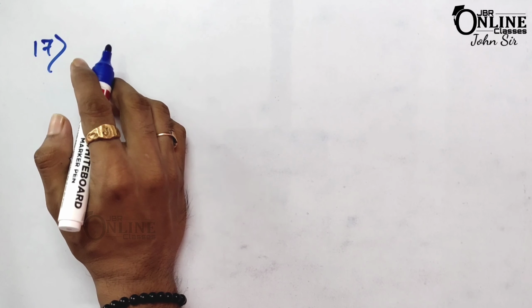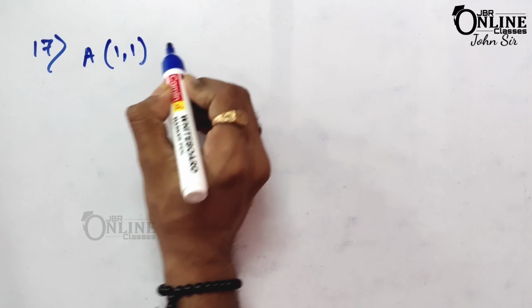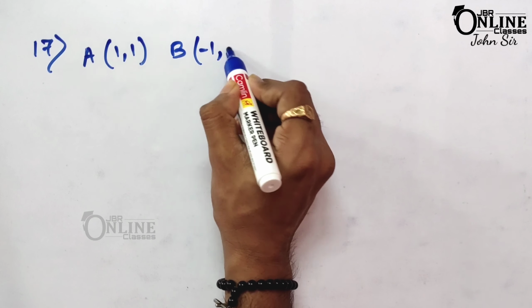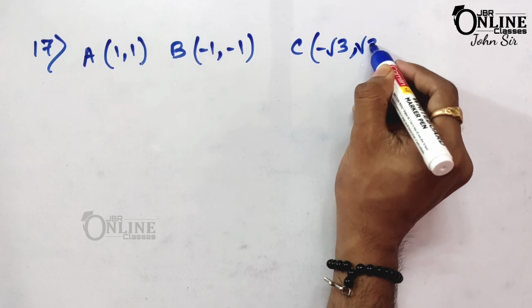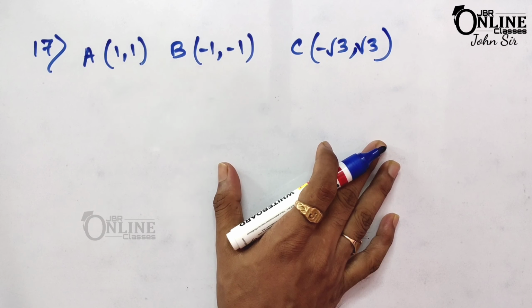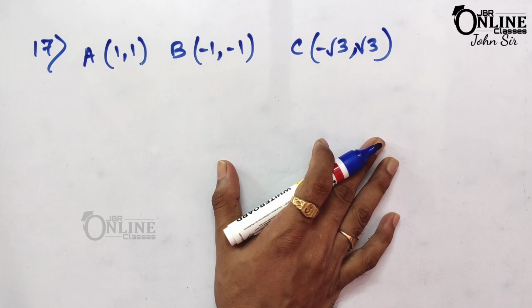Now next, sum number 17. Show that the points, here the points are 1 1. For B it will be minus 1 minus 1, and for C minus root 3 and root 3 form an equilateral triangle. So what is the properties of equilateral triangle? That means all sides will be equal.